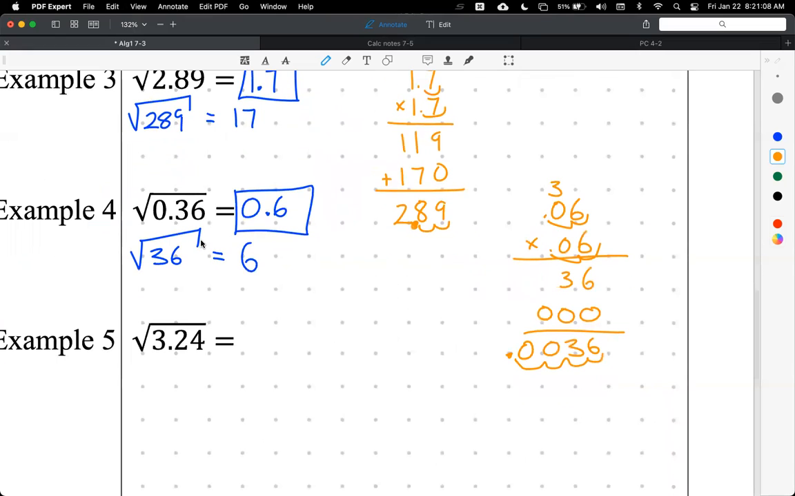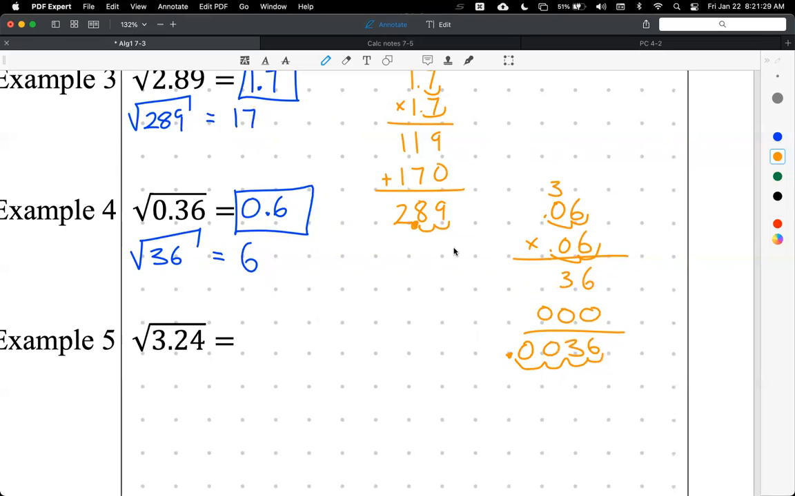So my generalization for you guys is take the square root as if there wasn't a decimal place, then move it once back. So we took the square root of 17, moved it once back. Take the square root of 6, move it once back. Once to the left, I should say, not back. Back means nothing. Move it once to the left after you take the square root without a decimal place. You'll be fine.